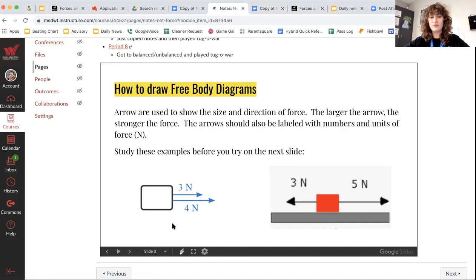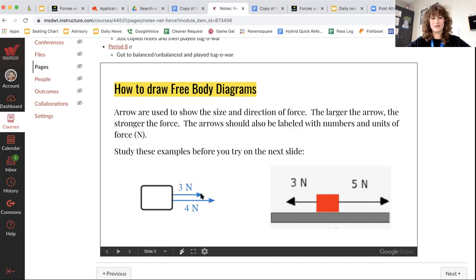All right, so we're going to be drawing some free body diagrams. So arrows are used to show the size and direction of forces. The larger the arrow, the stronger the force. The arrow should also be labeled with numbers and units of force, or capital N for newtons. So here are 2 examples of how we can draw free body diagrams. Usually we just use a square to be the object. So this could be anything, could be a shoe, could be a glass of water, but we just use a square.